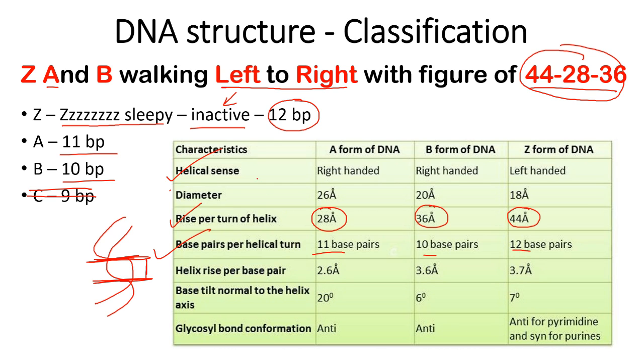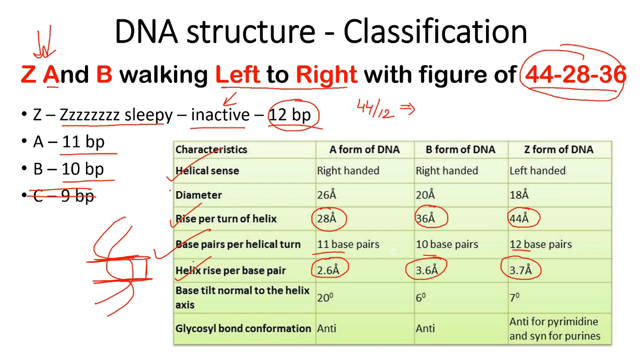Once you know the rise per turn and the number of bases per turn, if you divide the rise by the bases per turn, you get the rise per individual base. For Z, 44 divided by 12 gives 3.7. For A, 28 divided by 11 gives 2.6. For B DNA, 36 divided by 10 gives 3.6 angstrom. This is the helix rise per base pair. You don't need to remember that; you only need to remember this sentence, and you can find these four properties easily.